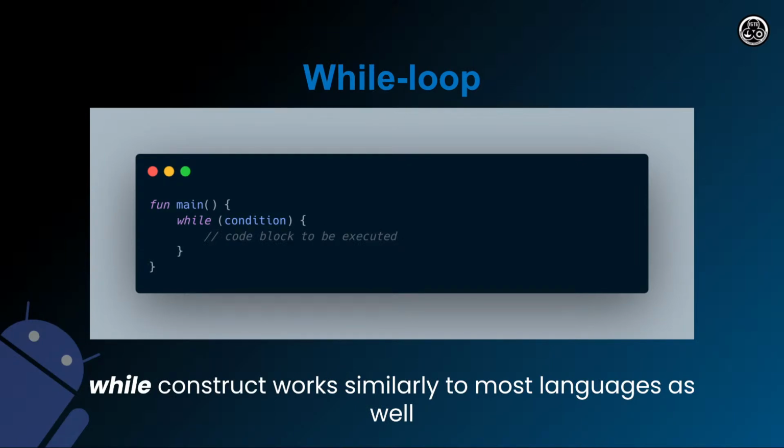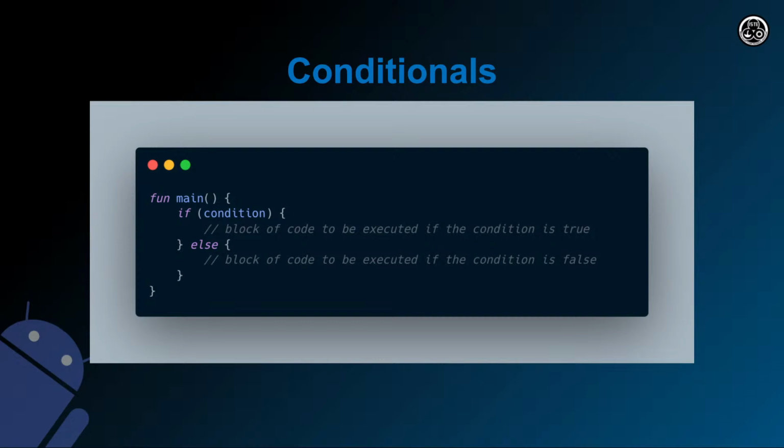Now the while loop checks the condition and if it's satisfied, executes the body and returns to the condition check. This again is similar to most of the other languages. There is nothing different in Kotlin. Conditionals are also the same as in most other languages. Here a condition is passed to the if statement, and if the condition is satisfied, the true block is run. If it's not satisfied, the else block is run. We can also put else if statements in between.